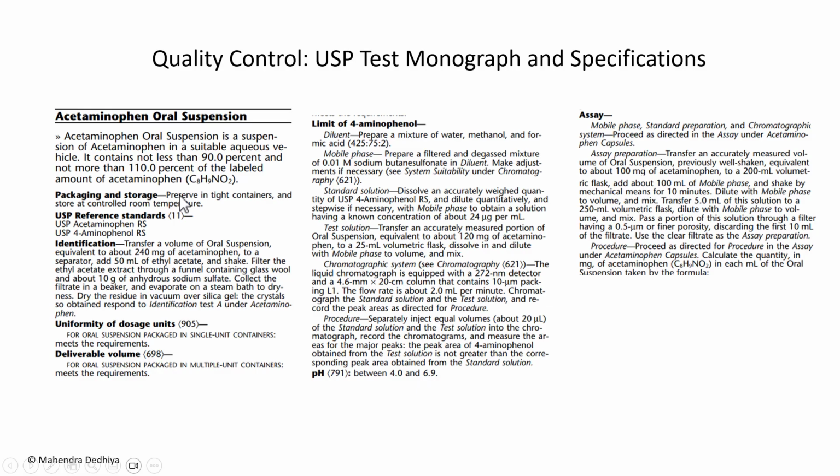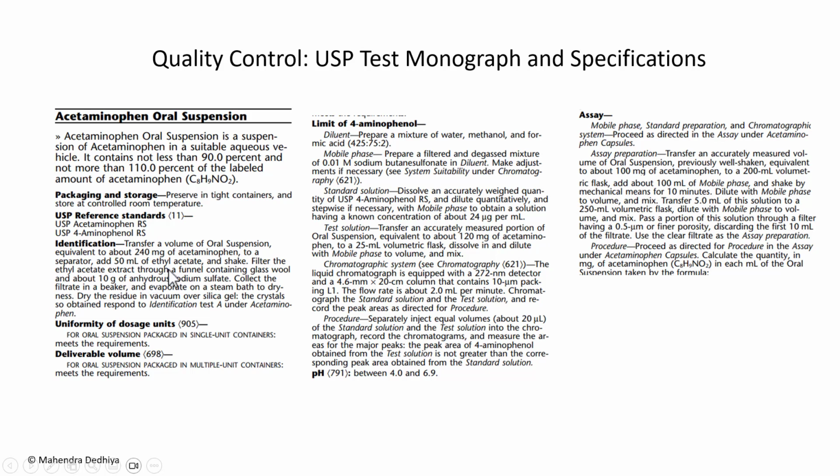Example of a QC testing, USP monograph, and specification for acetaminophen oral suspension. Acetaminophen oral suspension, we looked at it in an earlier module on commercial manufacturing process. The USP test monograph starts with the limit of 90 to 110% of acetaminophen and two reference standards, the drug and formulophenol, the degradant.